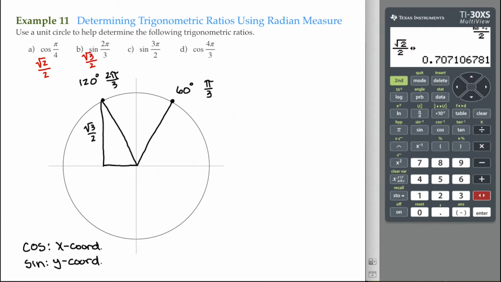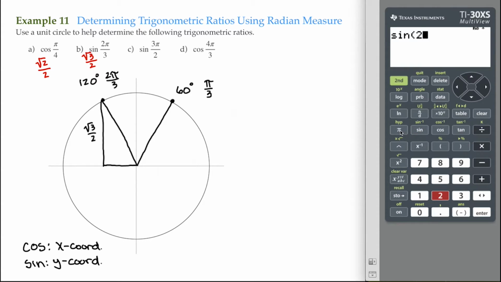And again, we can check it by using our calculator. I'm in radian mode. I'm going to type in the sine of 2 pi divided by 3. Close off your parenthesis. And there we go. Root 3 over 2.